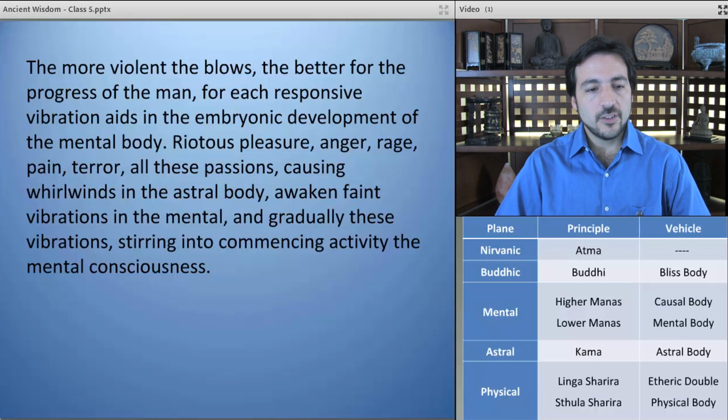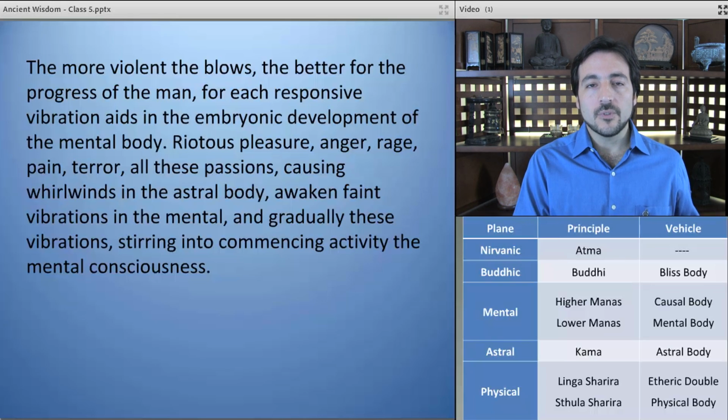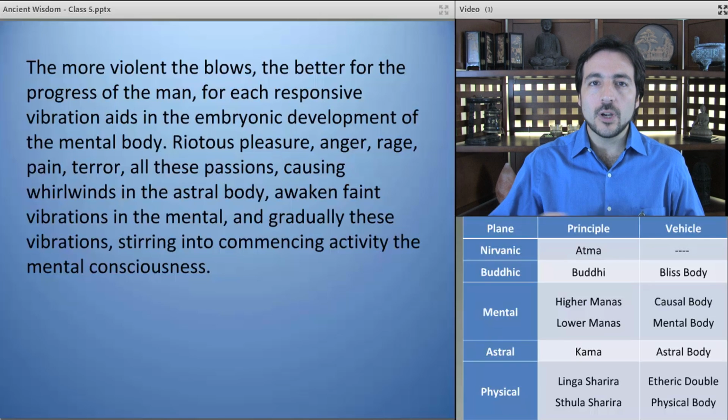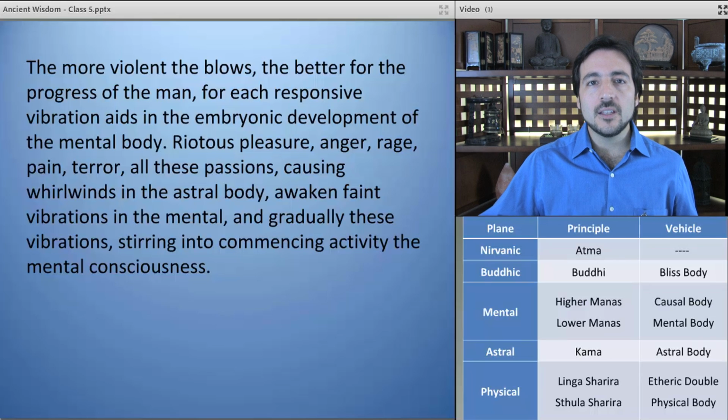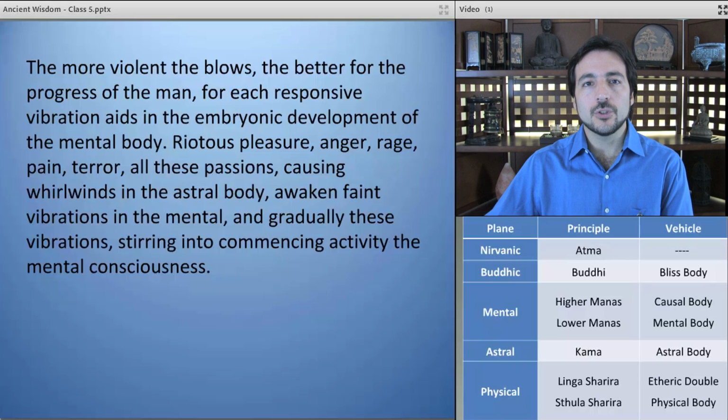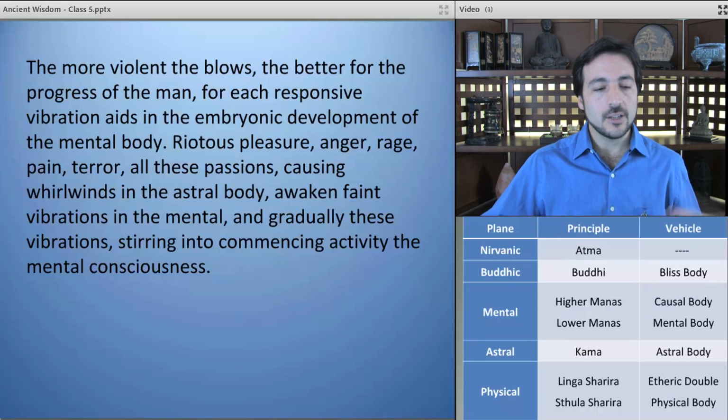So at the beginning of evolution, strong emotions are needed, and that's why human beings evolve in a relatively savage environment. Subtle emotions would not be strong enough to awaken the dormant mental activity. So at the beginning, all these feelings that for us at this point in evolution would be negative emotions, would be negative psychological responses, at that point they are not negative, they are necessary.